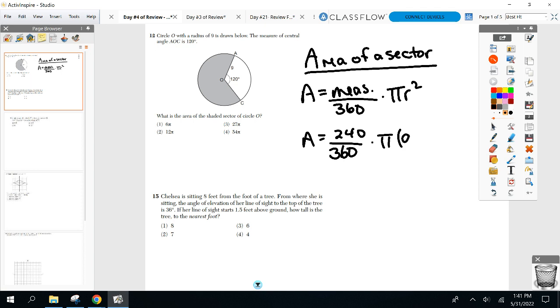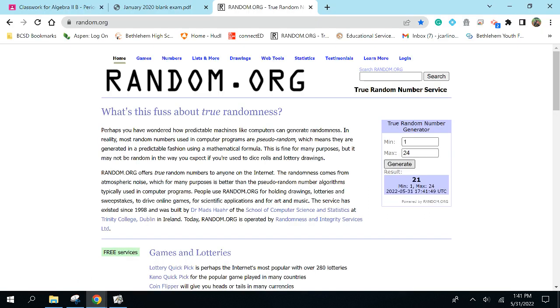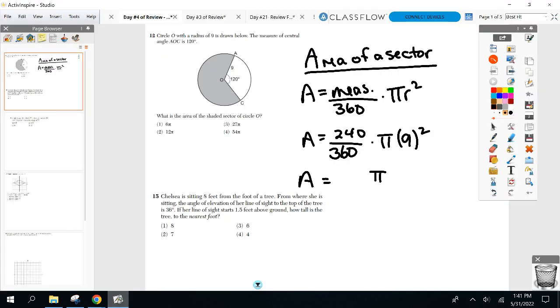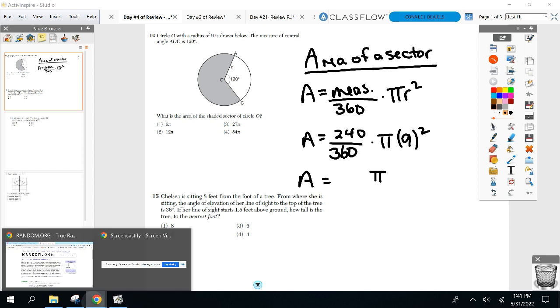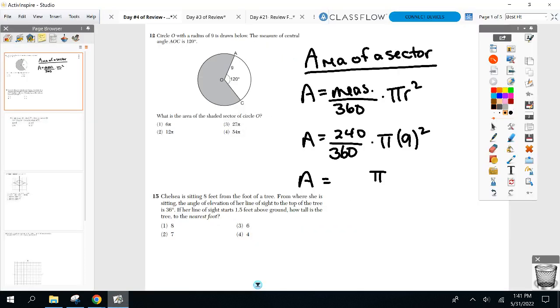Times pi 9 squared. Just pay attention. Answers are in terms of pi. Are we okay leaving answers in terms of pi? And what do I need to do in my calculator? You shouldn't be touching the pi button, but multiplying everything else. 54 pi. Done.